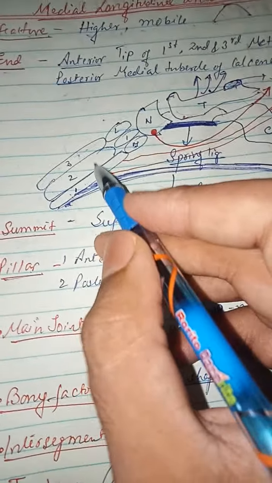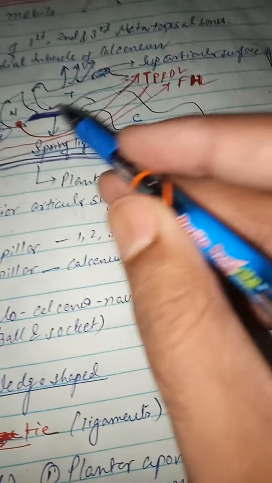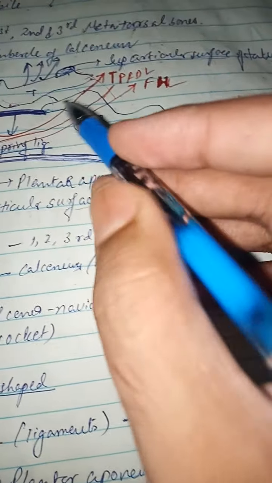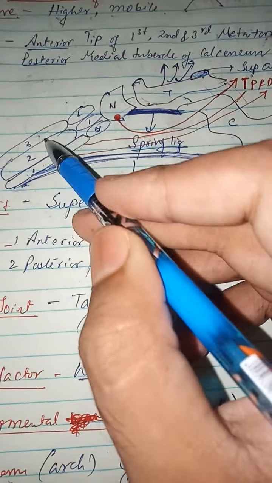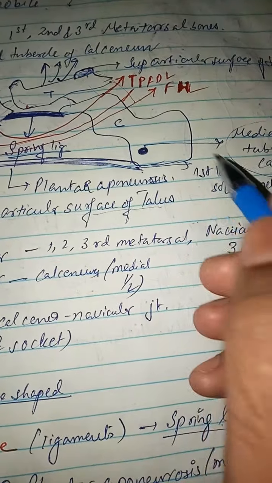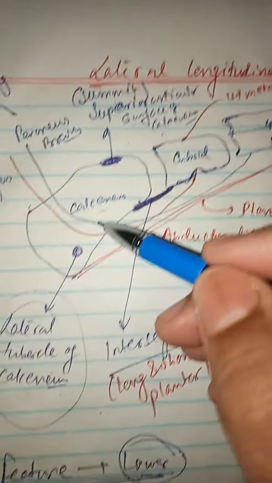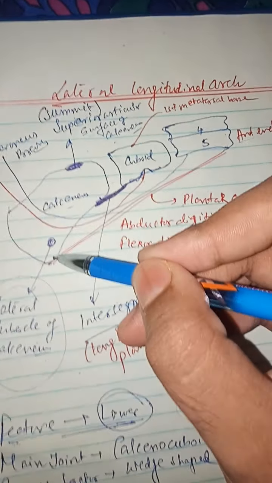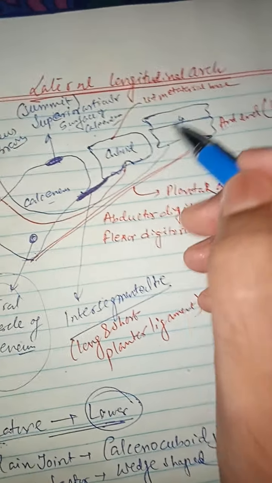Now coming to the pillar. Pillar and end are different. The anterior pillar is formed by the first, second and third metatarsals, the three cuneiforms, the navicular bone and the talus. The posterior pillar is formed by the medial half of the calcaneus. In the lateral longitudinal arch, the posterior pillar is formed by the lateral half of the calcaneus, and the anterior pillar is formed by the fourth and fifth metatarsals and the cuboid. So this is all about the pillar.